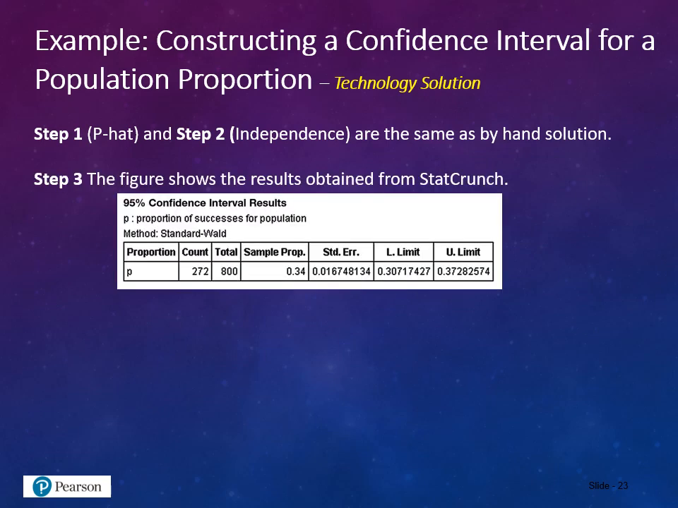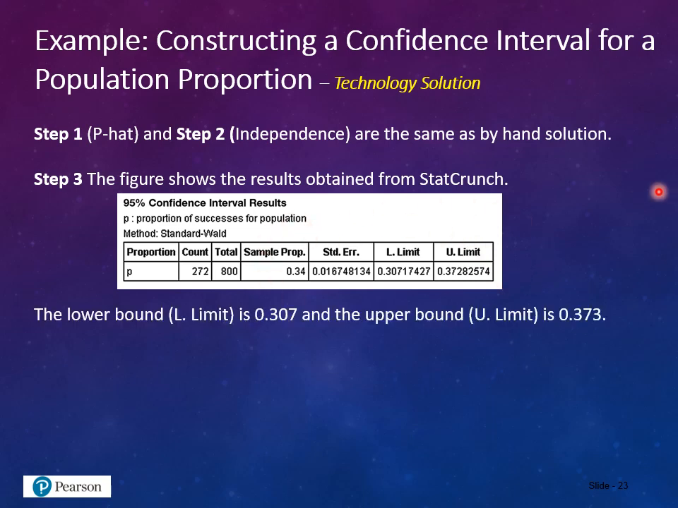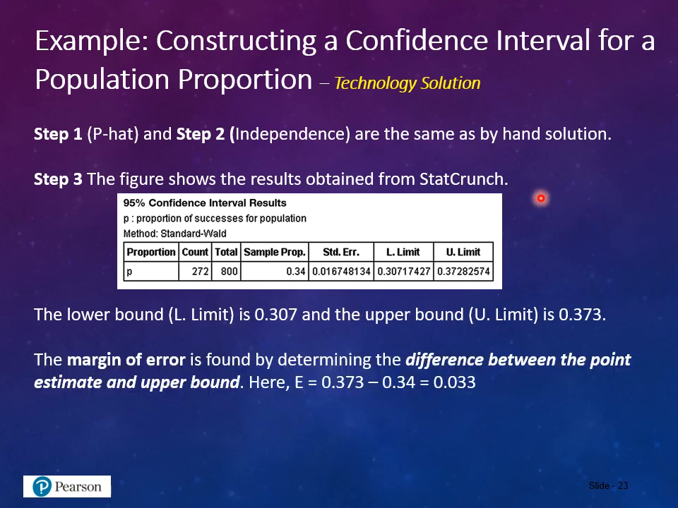So what we do is we look at the data from StatCrunch, and we can see here that this is actually calculating parts already for us. And so we get the upper bound is 0.307. I'm sorry, the lower bound, lower limit. The lower bound is 0.307. The upper bound is 0.3728, which is 0.373. So these are both the same.